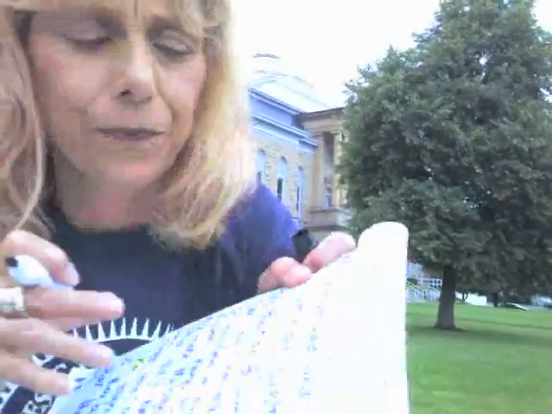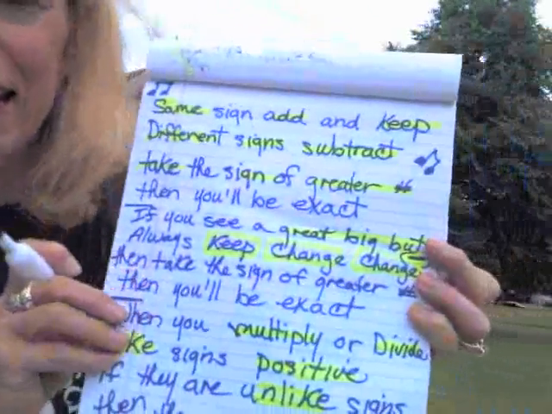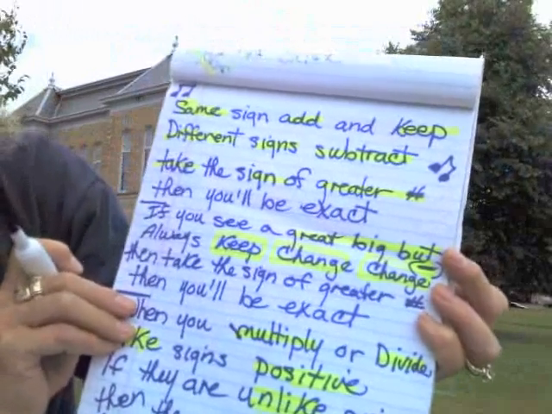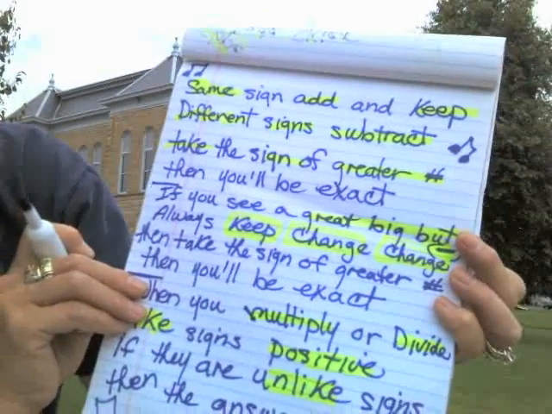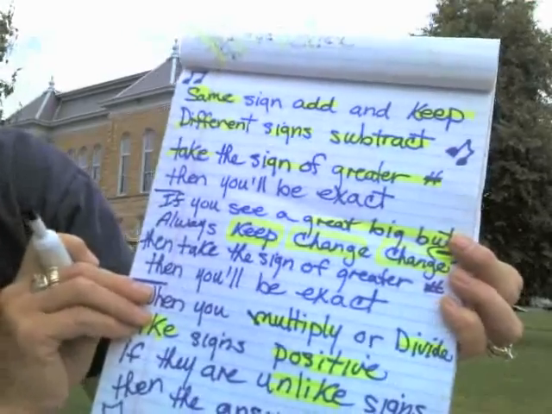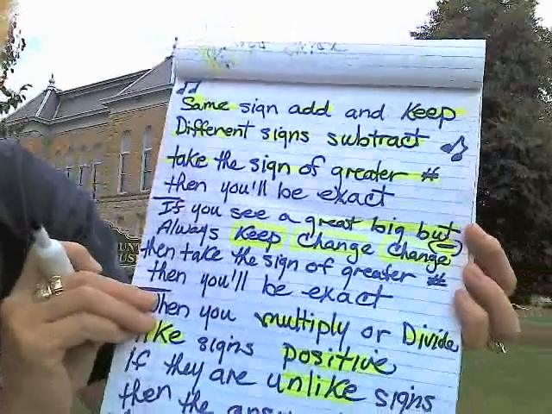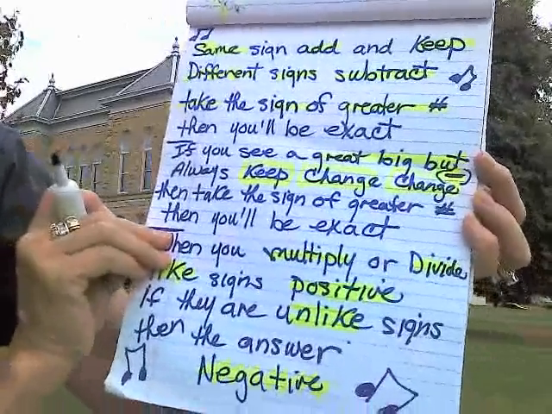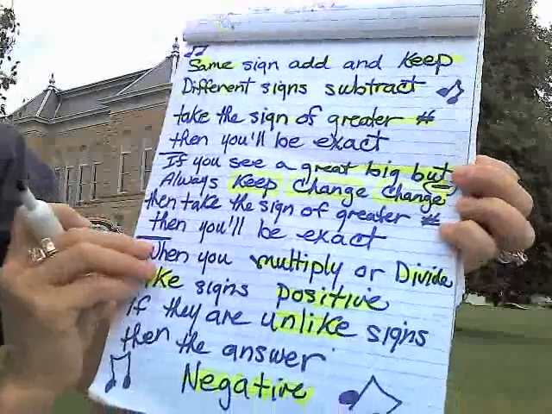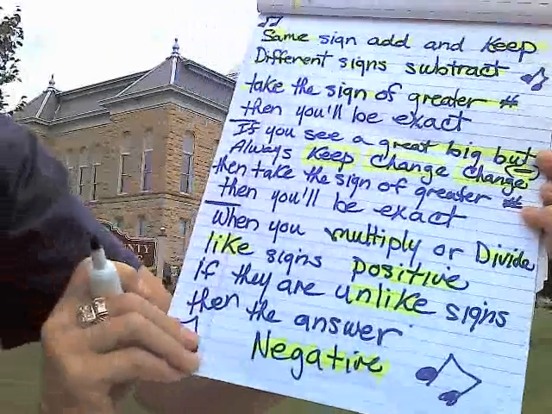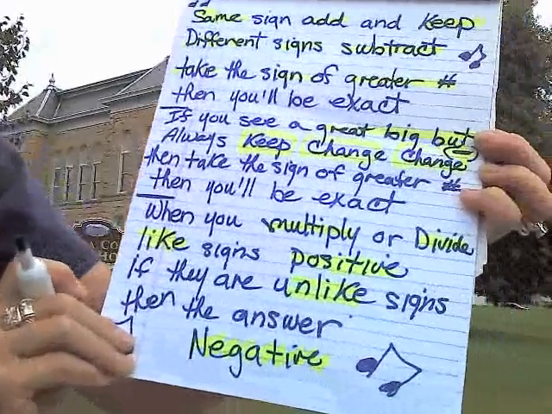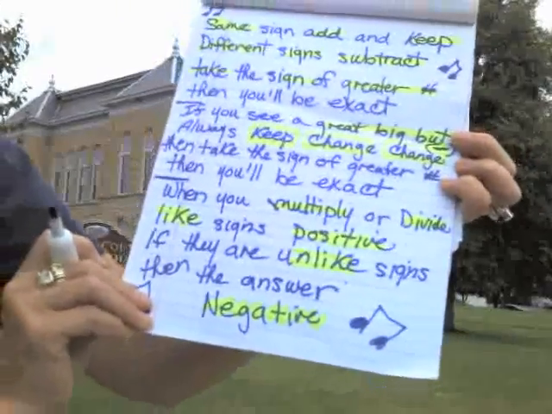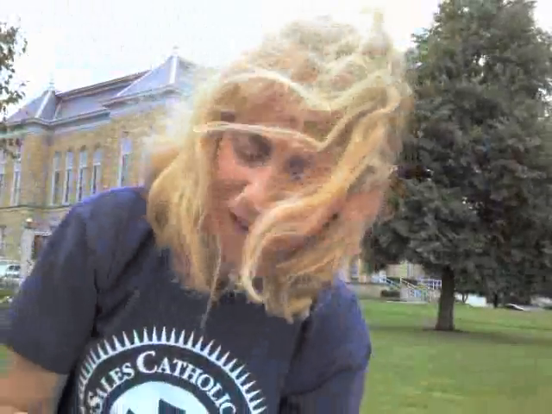Here it is. It says, same sign add and keep, different sign subtract. Take the sign of the greater number, then you'll be exact. If you see a great big butt, remember that subtraction. Always keep change. Then take the sign of the greater number, then you'll be exact. Finally, when you multiply or divide, like signs positive, if they are unlike signs, then the answer's negative.